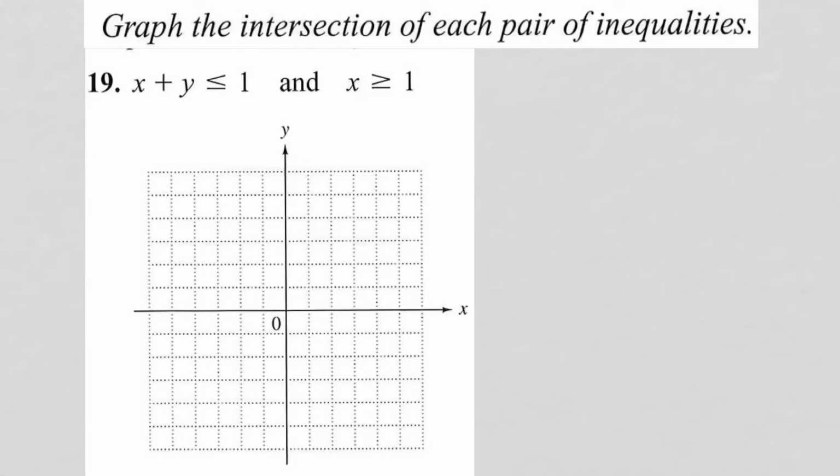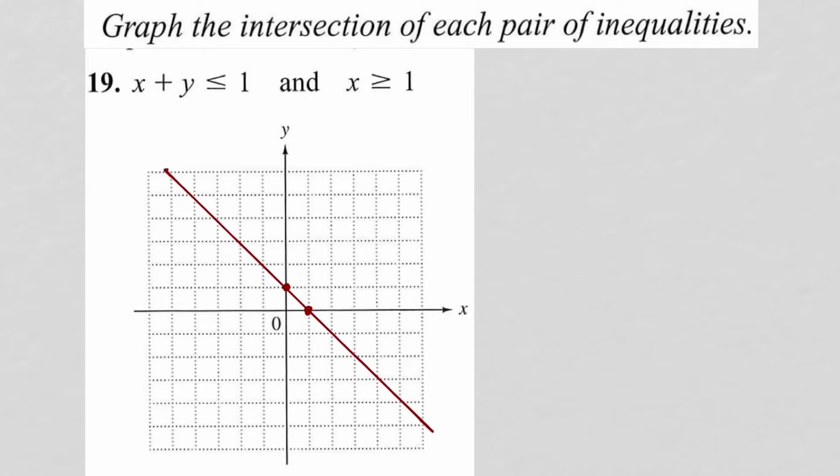Okay, number 19, I'm going to use the intercept method. So if I cross this out, x would be 1. And if I crossed this out, y would be 1. Because there's an equal sign here, I'm graphing a solid line, which is going to be like this.